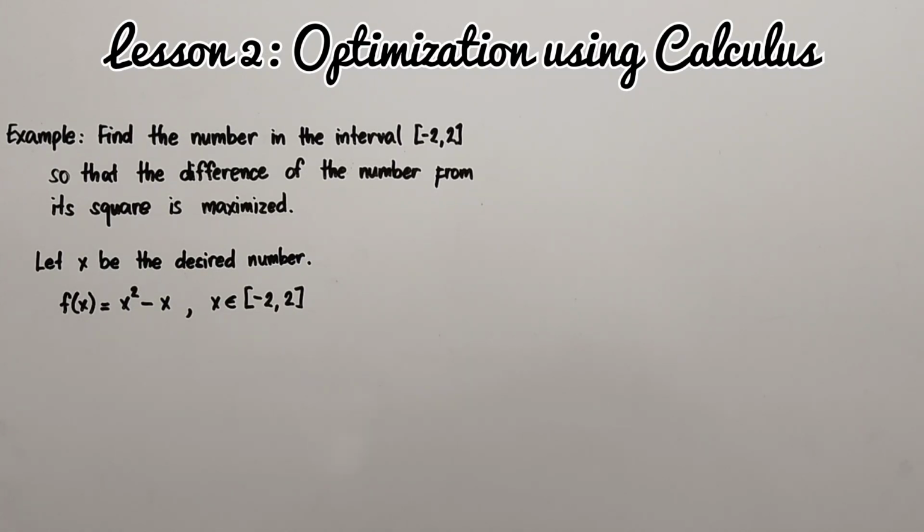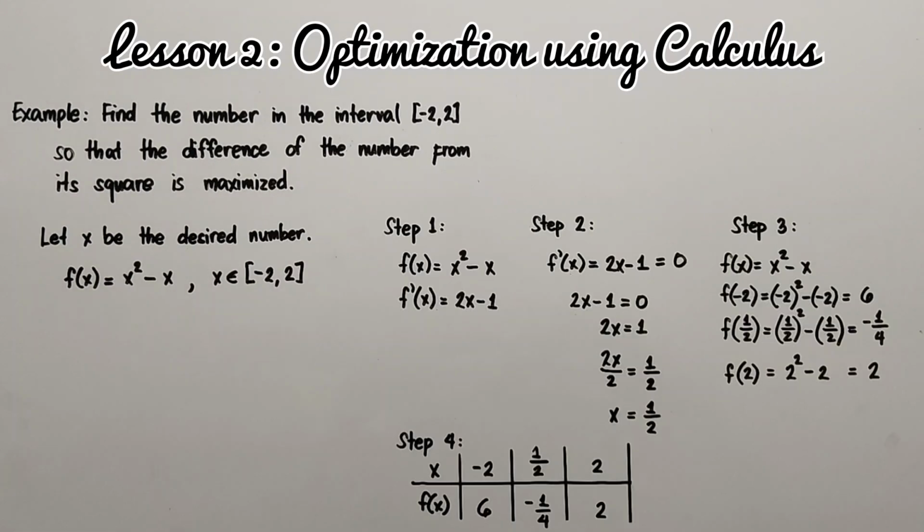F of x equals x squared minus x is a polynomial function, and it is a known fact that a polynomial function is continuous everywhere. Hence, the extreme value theorem can be applied in this problem. We will now follow the four steps.